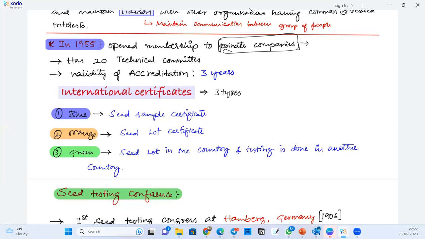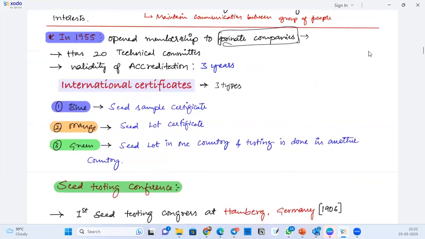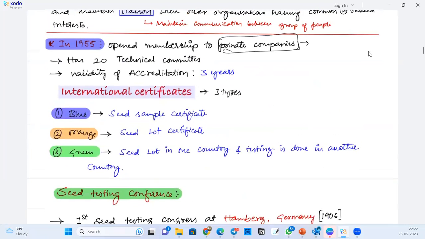It is not limited to a country. It's not country-wise, it's about seed testing laboratories, which ISTA will come and recognize. If a lab is self-sufficient in providing better results, then they will give the accreditation. Once accreditation is provided, the seed testing laboratory has the power to provide the orange and blue certificates. This organization has 20 technical committees, and the validity of the accreditation provided by ISTA is 3 years, and it will be renewed from there on.